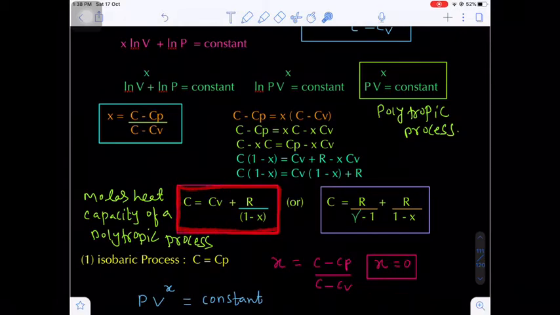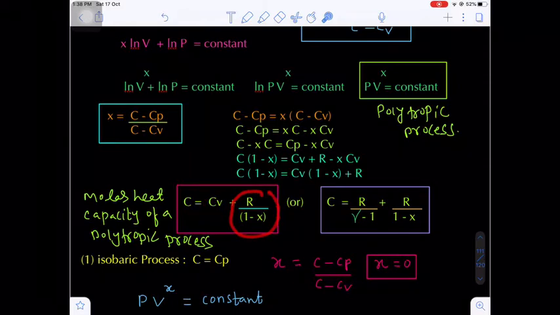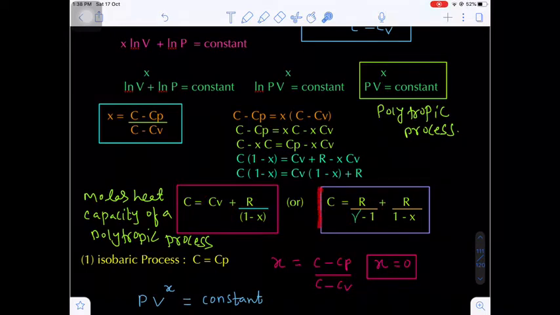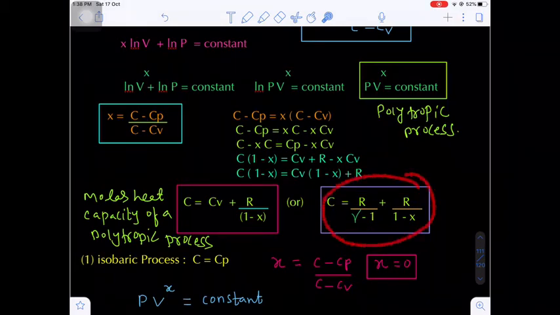What is the final result? That is the molar heat capacity of a polytropic process. C will be equal to Cv plus capital R by (1 minus x). We know Cv is equal to capital R by (gamma minus 1). So that's why I am writing the molar heat capacity of a polytropic process: C will be equal to capital R by (gamma minus 1) plus capital R by (1 minus x). Are you getting my point?